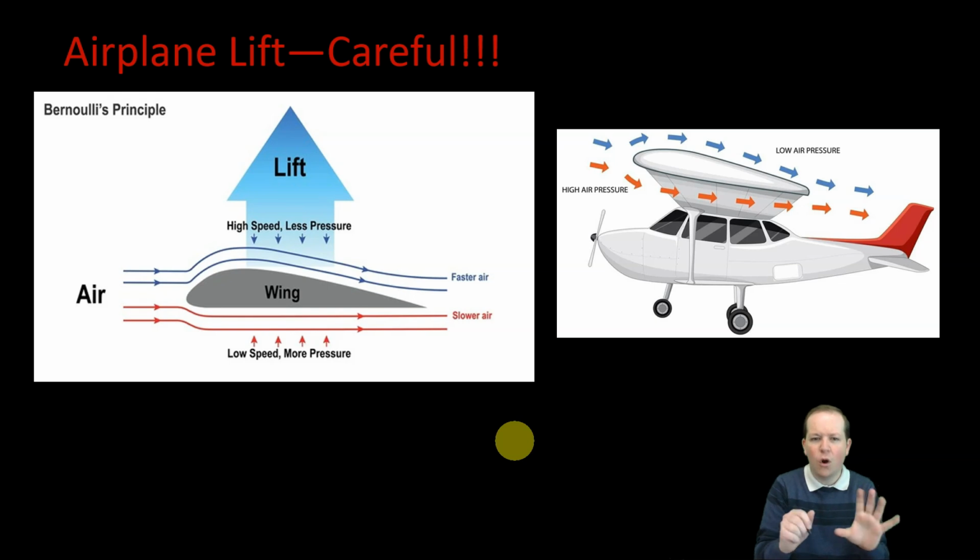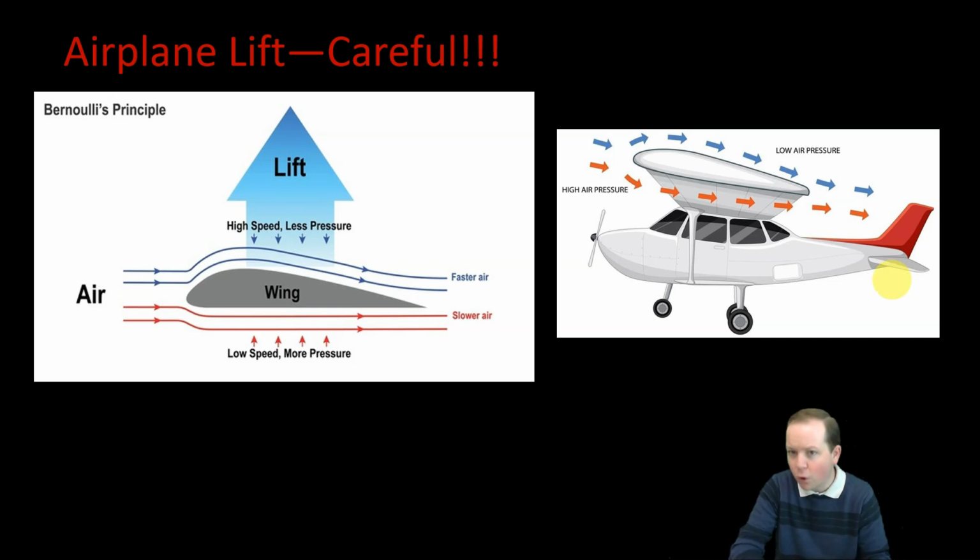Airplanes, team, this is the one where I really want you to be careful. If you read in a textbook that the reason there's lift on a wing is simply Bernoulli's principle, that is almost certainly using a poor explanation. Bernoulli's principle can be applied, but it's often done poorly in other websites or textbooks.